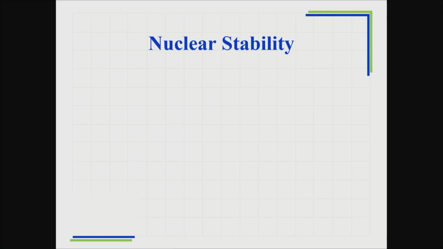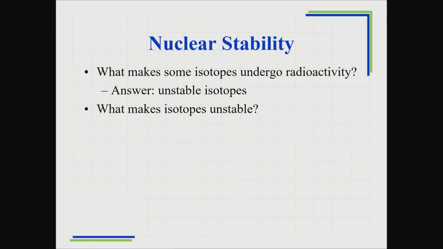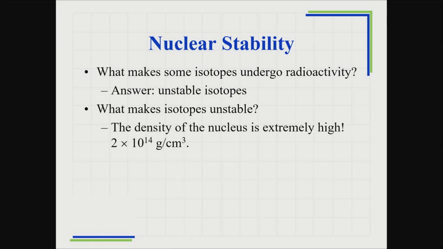Okay, so we need to talk about nuclear stability, because radioactivity happens spontaneously if a nucleus is not stable. So what makes an isotope undergo radioactivity? Simply that it is an unstable isotope. So what is going to make it unstable? We have talked about one of these. That is anything greater than 83. But why is that true?